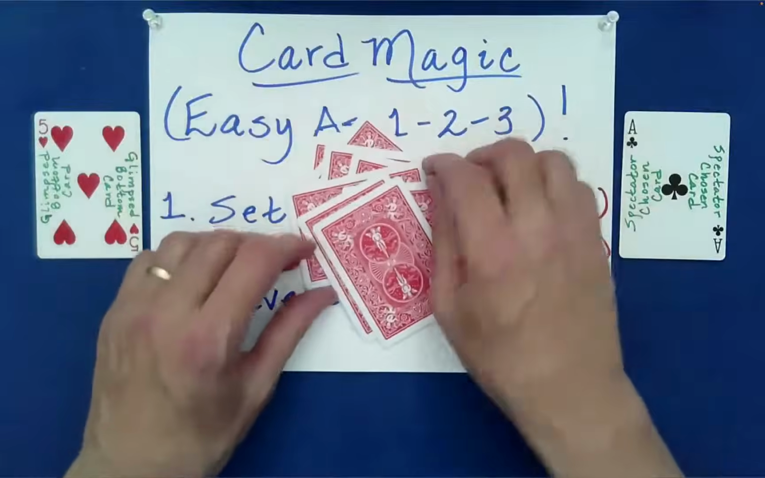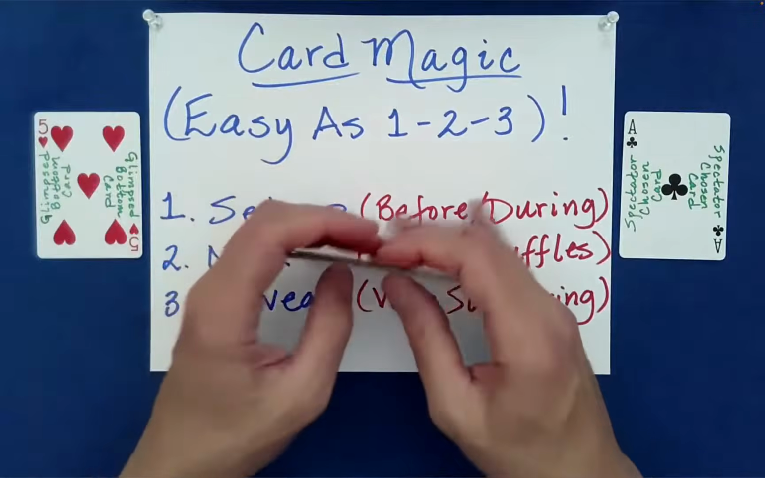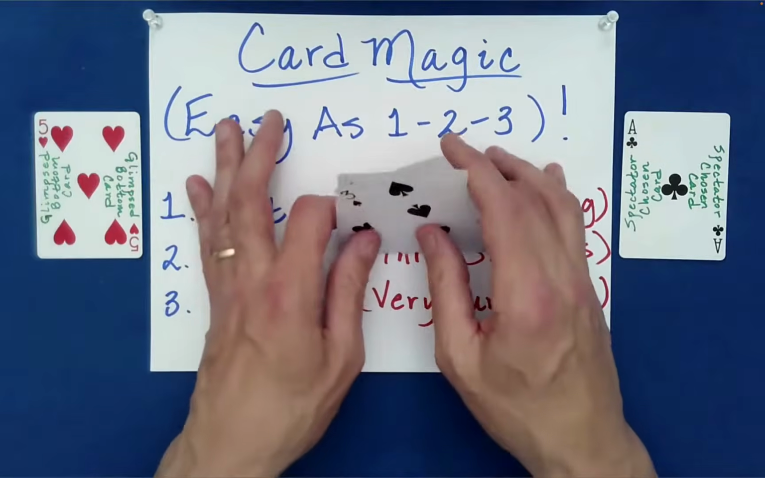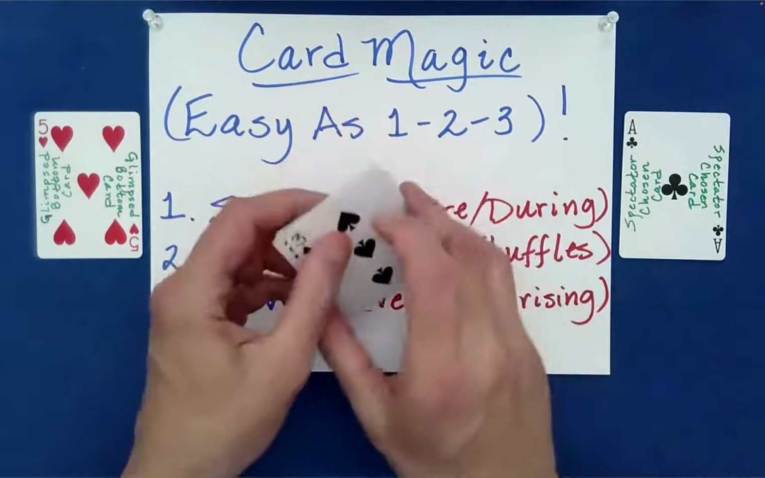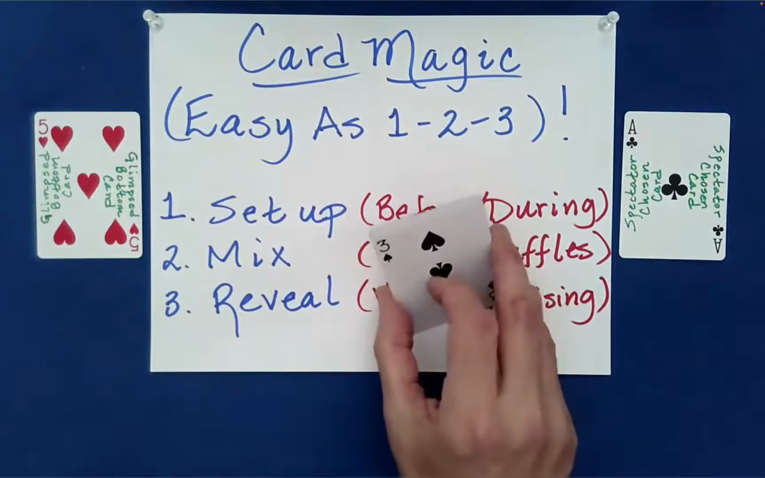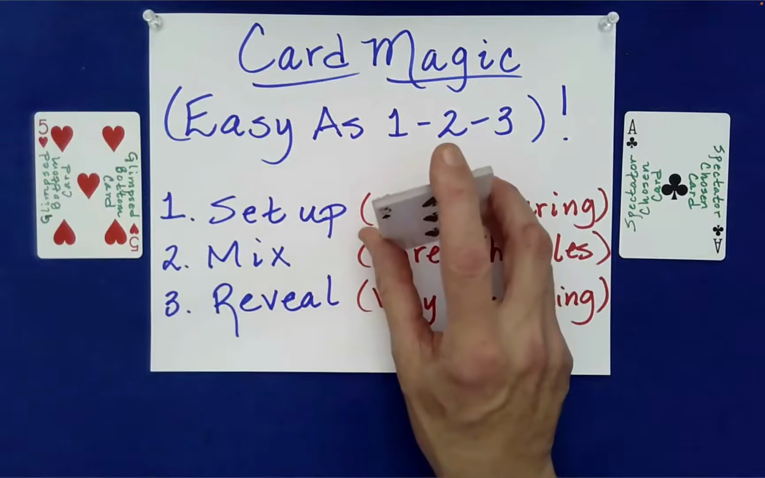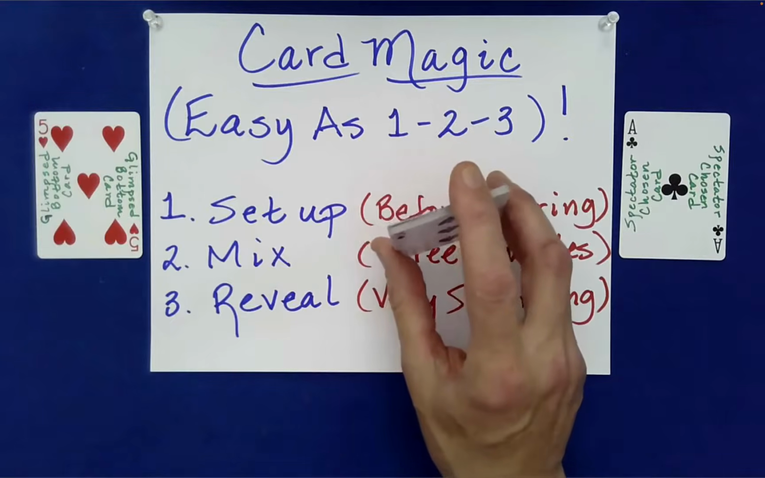Now what you need to do is, as you're gathering these up and squaring up the packet, just glimpse the identity of the bottom card. I think you can see it. I can see it really well from my angle. A lot of times you can just tap it on the table as if you're squaring up the packet, and you can see the identity of the bottom card. That's the only information that you need to hold on to throughout this little performance.